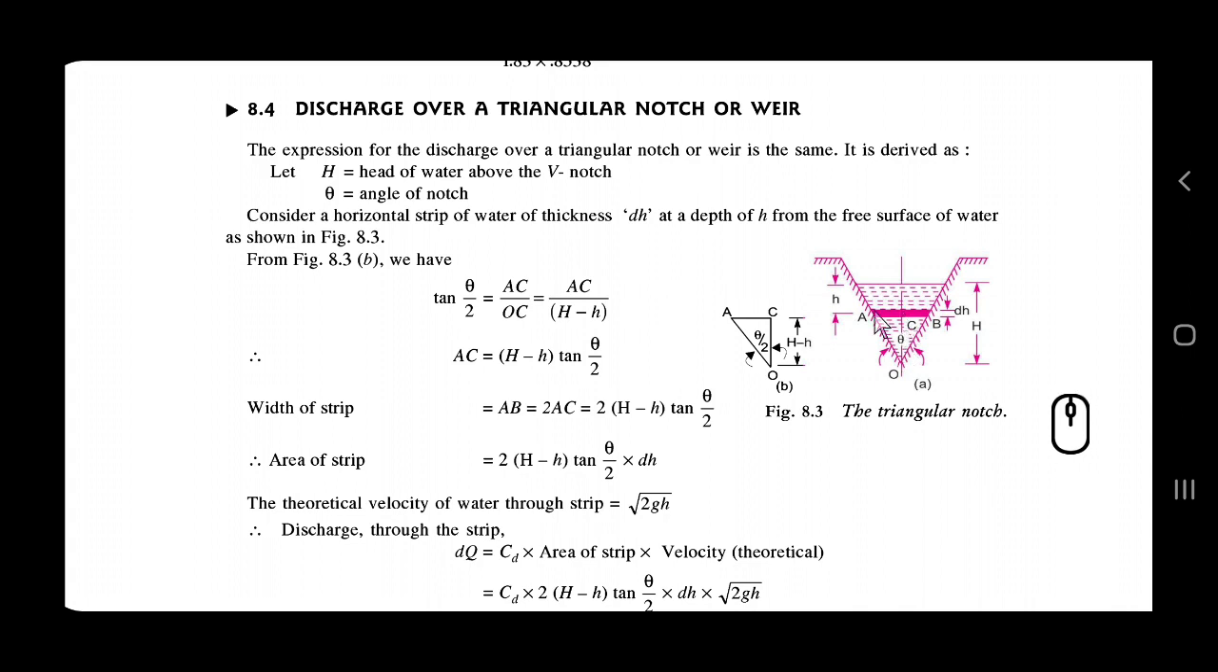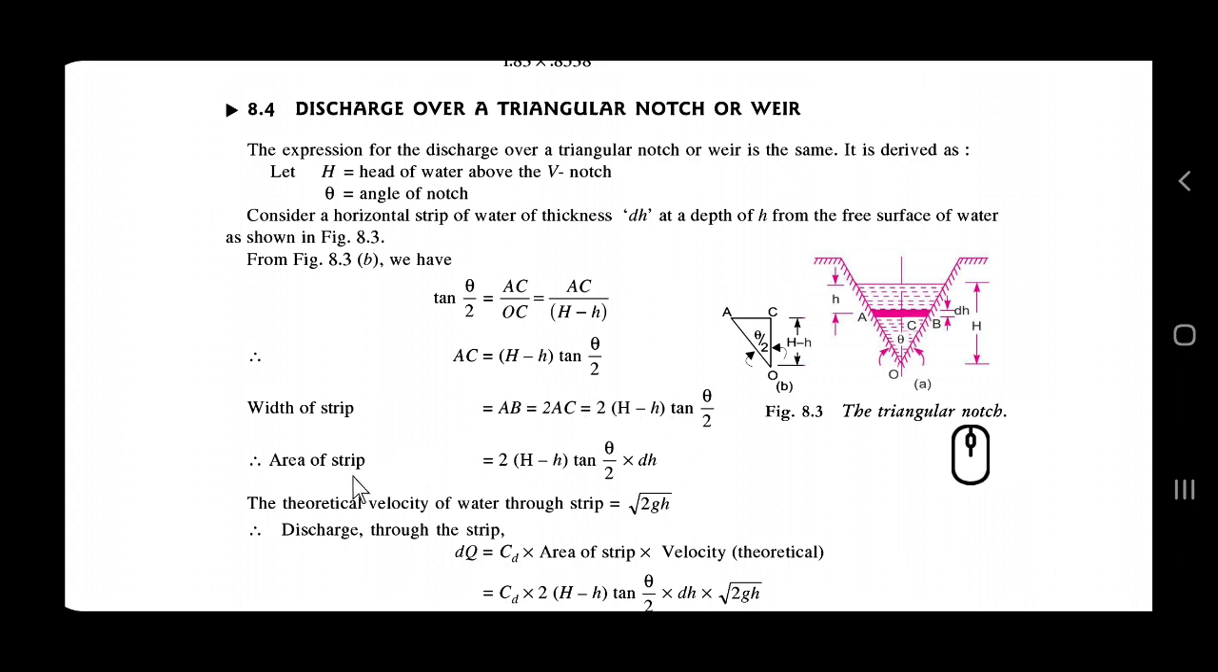So capital H minus small h is the value of OC, that you can identify from this figure. Okay. So AC is equal to OC into tan theta by 2. OC is what? Capital H minus small h, so into tan theta by 2. So the width of the strip AB is equal to 2 into AC, because AC is equal to BC. So AB is equal to 2 AC, that is equal to 2 into H minus small h into tan theta by 2.